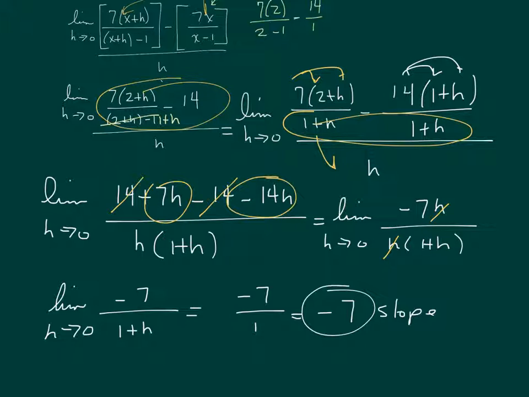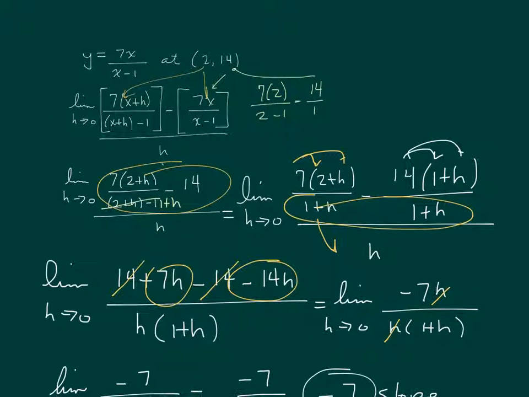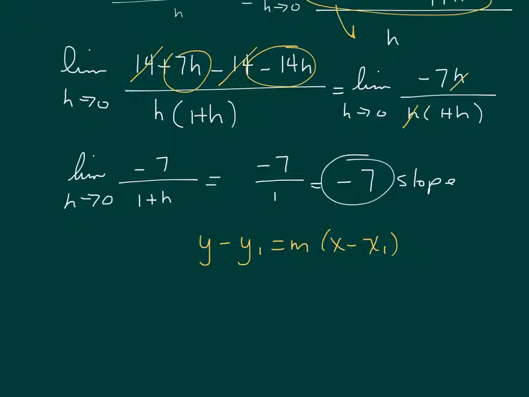Alright, so that's the first part of this problem. There are two parts because it now wants the equation for the tangent line at that point, (2, 14). So we're going to use y minus y1 equals m times x minus x1. And way back up here was our point, (2, 14), so I'm going to use that down here. So I plug in y minus 14, we just found the slope was negative 7, and then my x is 2.